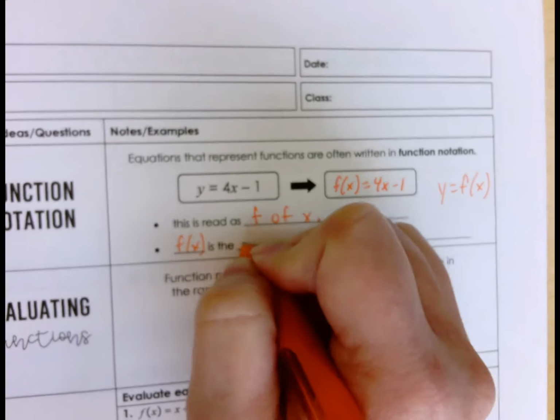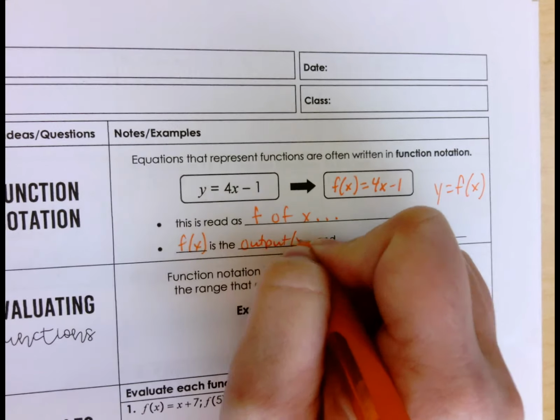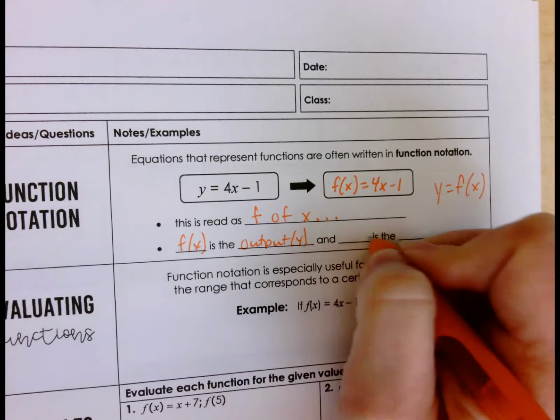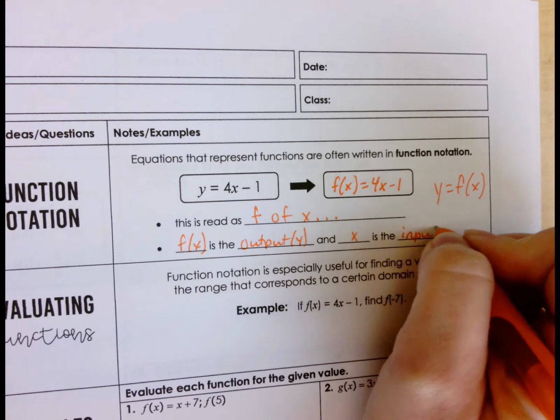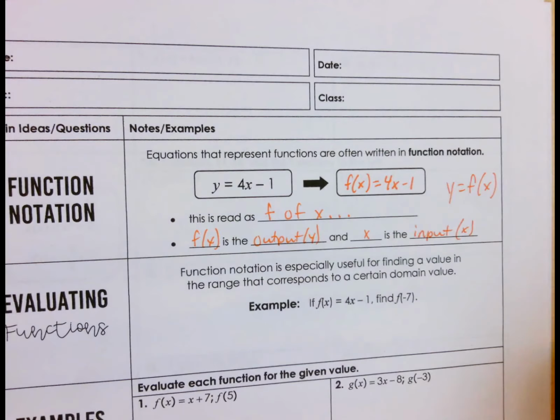So f of x is the output. It's the y, and x is still the input. Still that x value.